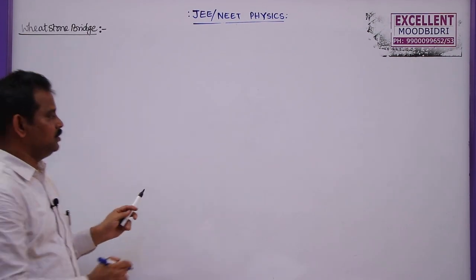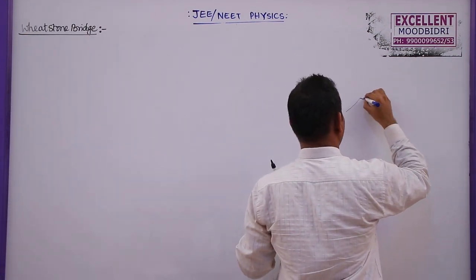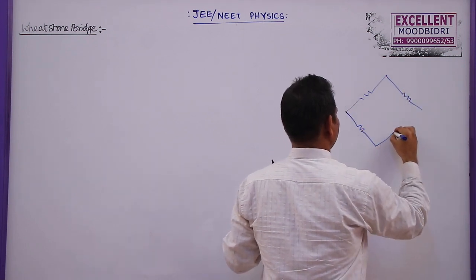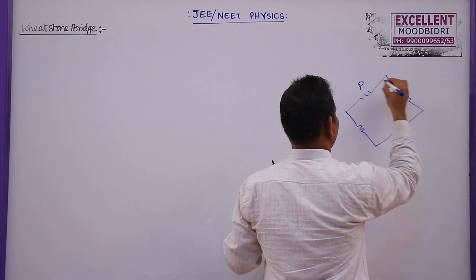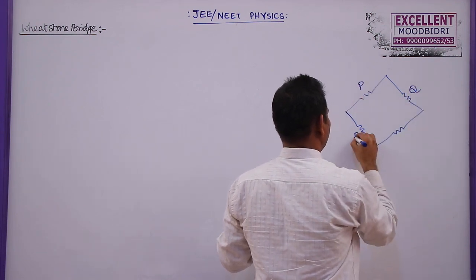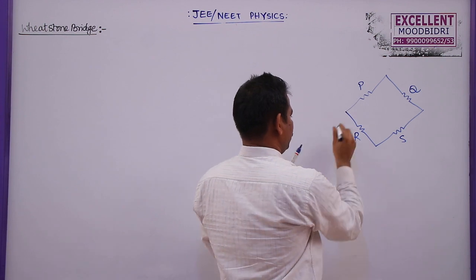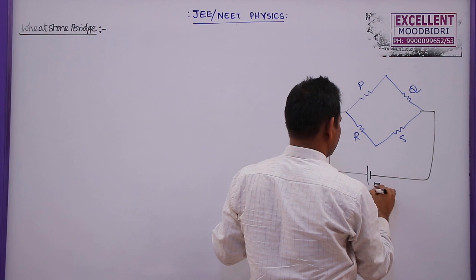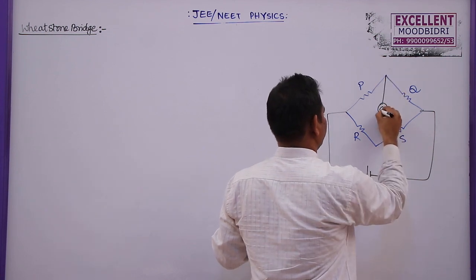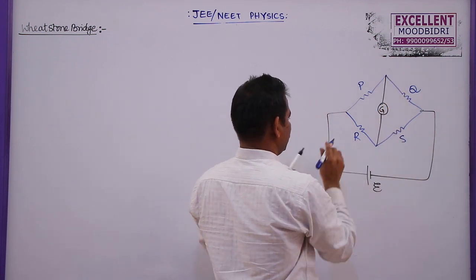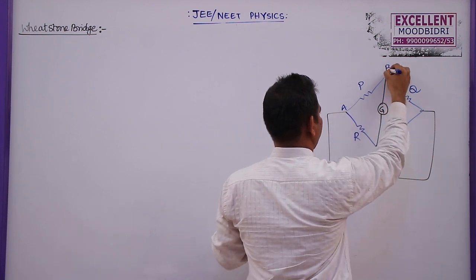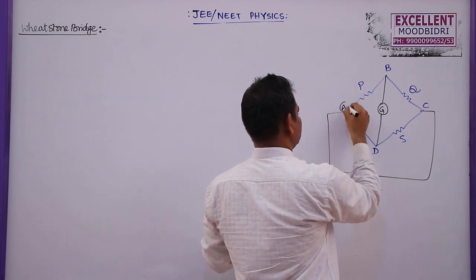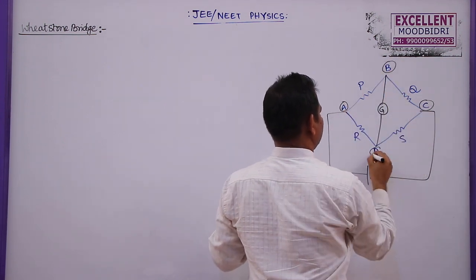Now, Wheatstone's bridge. So this was very important for PUC. Already studied this. So there are 4 resistors connected in the form of a quadrilateral with resistances P, Q, R, S. Between these 2 points, a battery of EMF E is connected and a galvanometer is connected between these 2 points here. So let me take this as A, this point as B, this point as C, this point as D. So this is A, B, C, D.